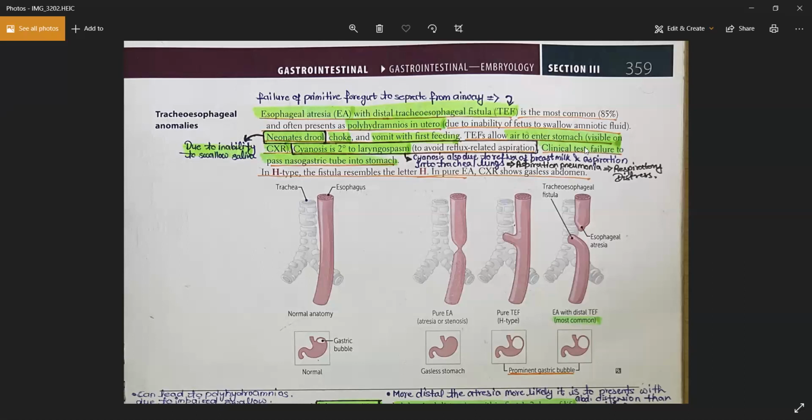So a clinical test will be the failure to pass the nasogastric tube into the stomach, because it will be stuck in the esophagus, right? It cannot go to the stomach. So this test will also be performed for tracheoesophageal fistula.